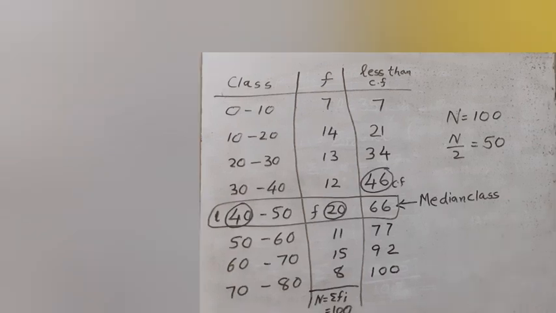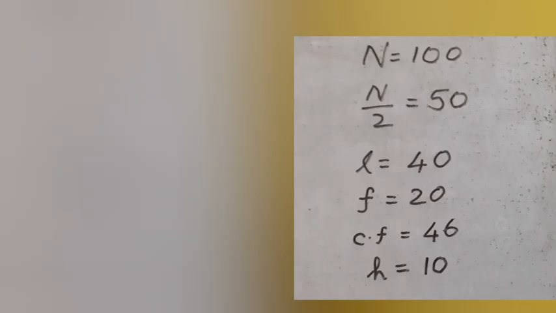l is the lower limit of the median class, so l equal to 40. f is the frequency of the median class. cf is the cumulative frequency of the class just previous to the median class. h is the width of the median class, so h is 10.